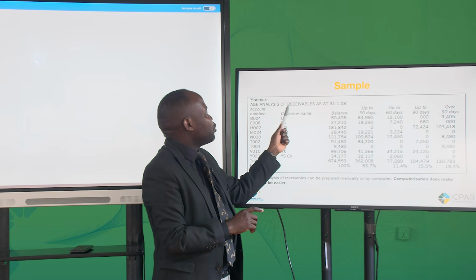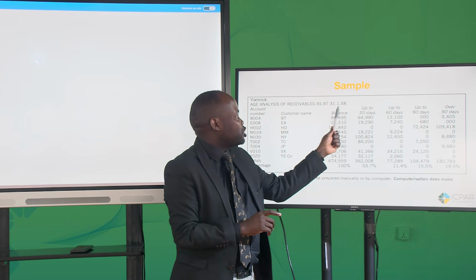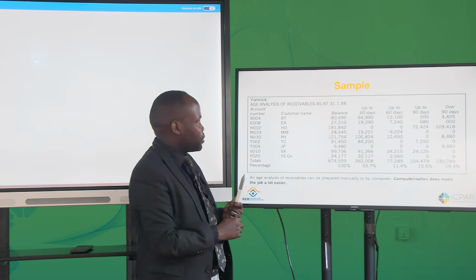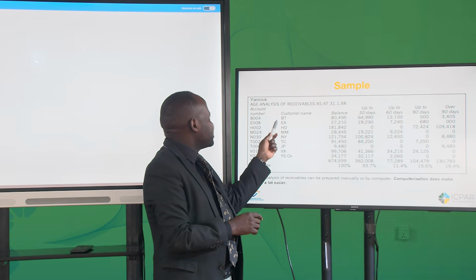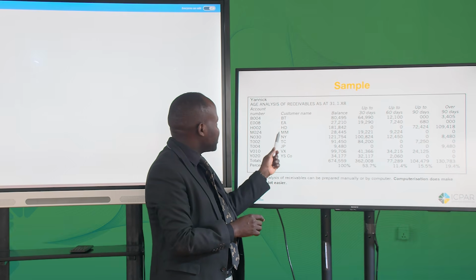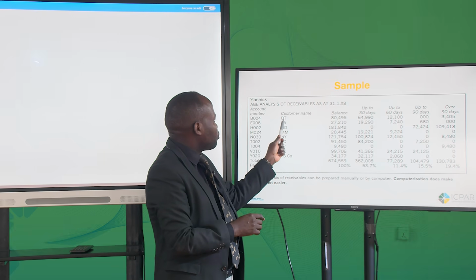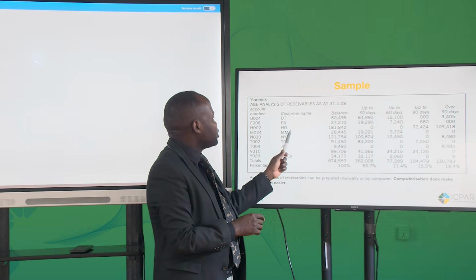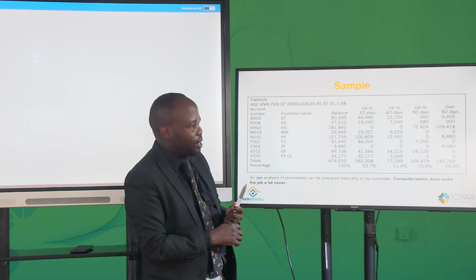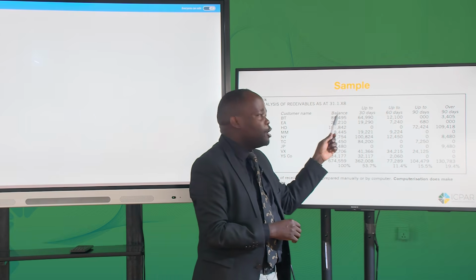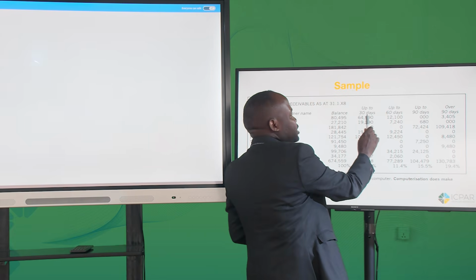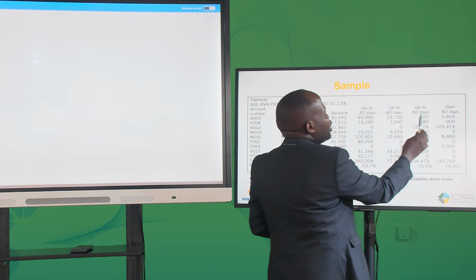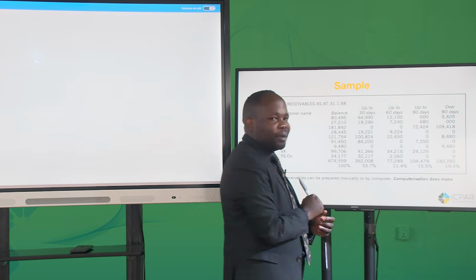Age analysis of receivables as at 31st January 20x8. So there are customer account numbers. These are the different transaction customer names. We have a customer called BT, EA, HD, like that. Those are different customers. The total amount they owe us, and then the analysis up to 30 days, 2 months, 3 months, and over 3 months.